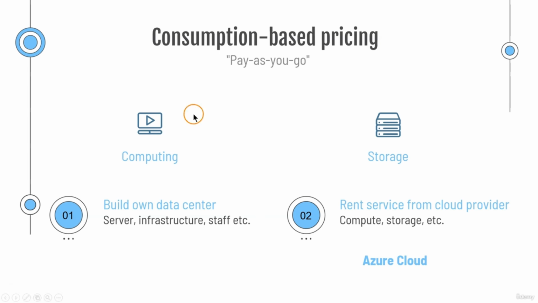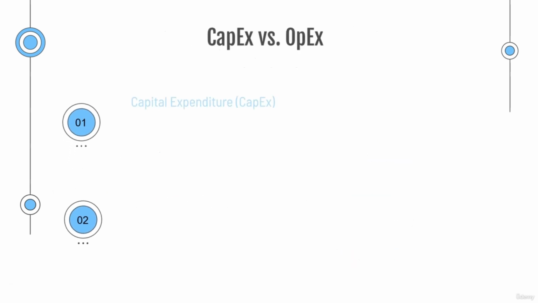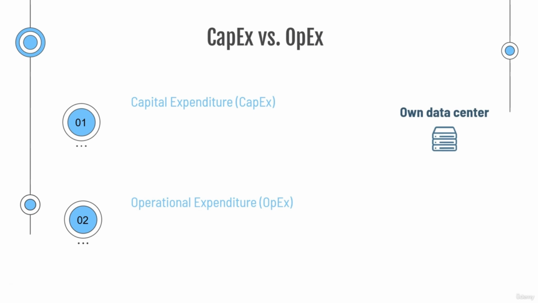In the last lecture, we've talked about the pay-as-you-go model, which relates to the Azure cloud. And this is opposing to building and investing in our own data center. And those two options are now related to the two different expenditure types. On the one side, we have capital expenditure, CapEx, and then we have operational expenditure, OpEx. And of course, building and investing in our own data center relates to capital expenditure. We have to invest high upfront cost. And operational expenditure relates to the Azure cloud model.